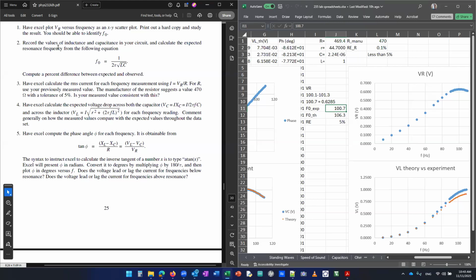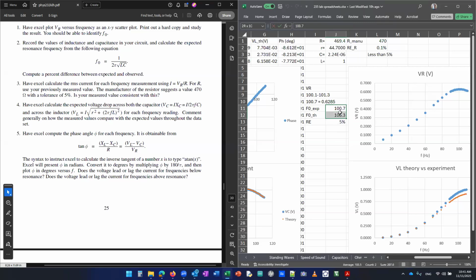And then part two is to calculate this frequency in theory. So the theory value, L times C. L was 1 henry for all the inductors. The C may vary, but only very slightly, 2.24, 2.25 microfarads. So that's the C. And if you calculate this, 1 over 2 pi square root of L times C, you get a theory value. So that gives you 106.3.